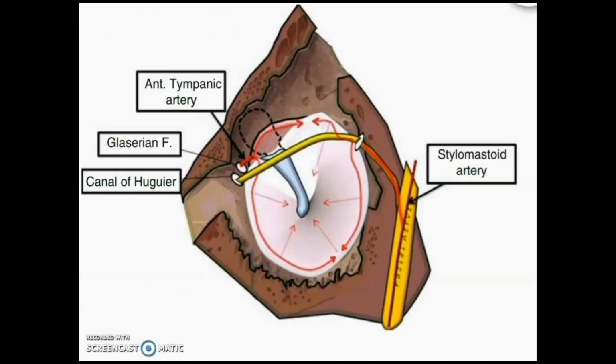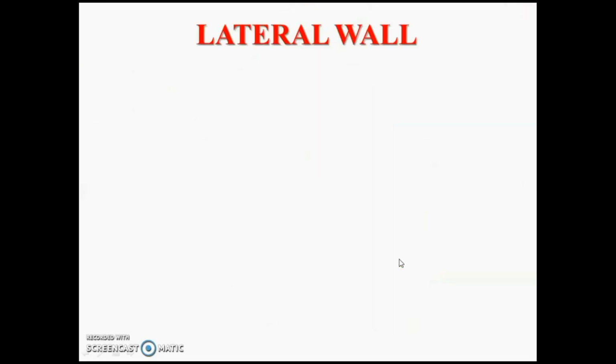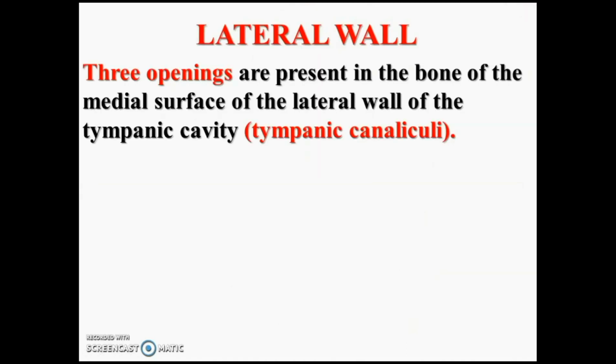You are seeing the medial view of the lateral wall, or tympanic membrane, of the right middle ear. You can see there the artery coming from the petrotympanic fissure through the Glaserian fissure, the anterior tympanic artery, branch of the first part of the maxillary artery, and posteriorly you are seeing the stylomastoid artery, branch of the posterior auricular artery, entering the middle ear via the stylomastoid foramen and supplying the tympanic membrane via the posterior canaliculus for the chorda tympani.